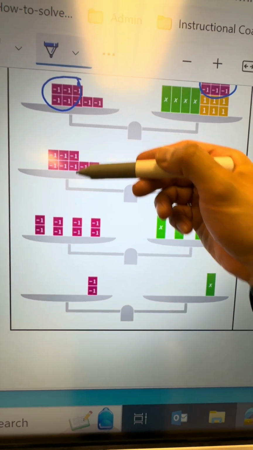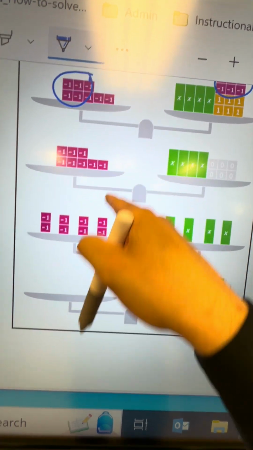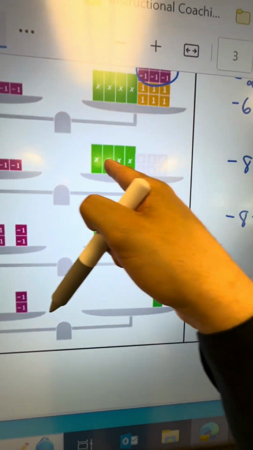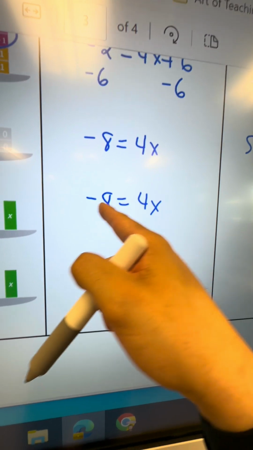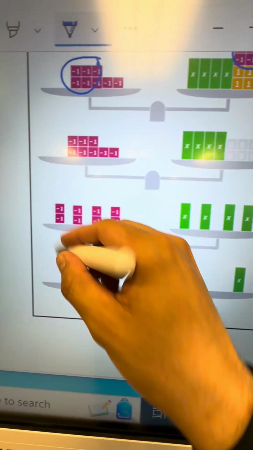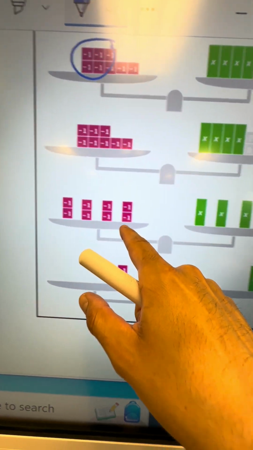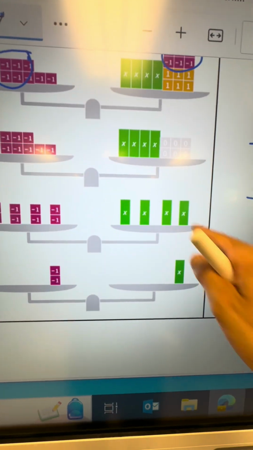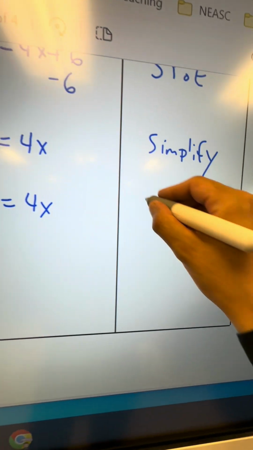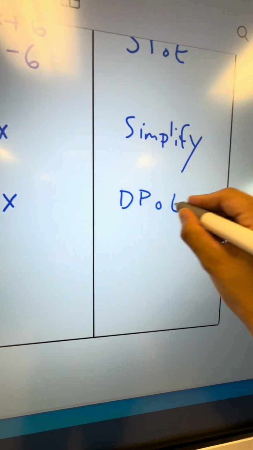And then you can see from this step to the next step, we had 8 negatives here. We still have 8 negatives here. We have 4 x's here. We still have 4 x's. So that's why I copied the equation again. The only difference is that they split this up into 4 equal groups, and they split that up into 4 equal groups. When you split them up into equal groups, what you're doing is called the division property of equality.